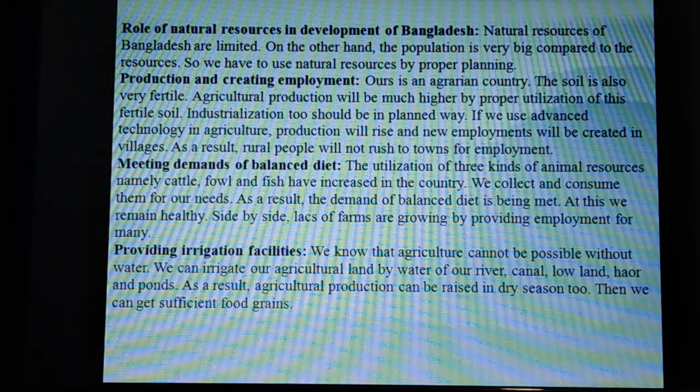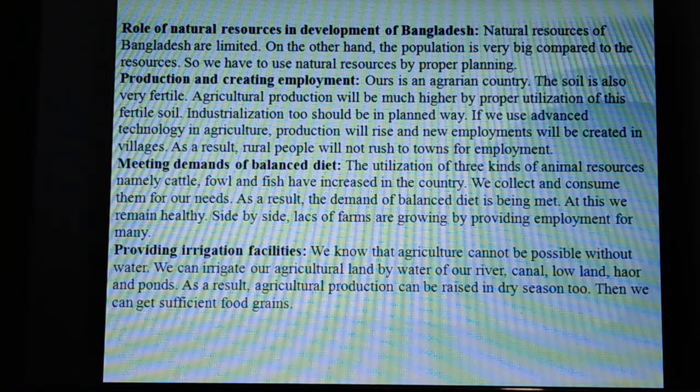Point 2. Meeting demands of balanced diet. The utilization of three kinds of animal resources, namely cattle, fowl, and fish, has increased in our country. We collect and consume them for our needs. As a result, the demand for a balanced diet is being met. Thus we remain healthy. Side by side, lakhs of farms are growing, providing employment for many.